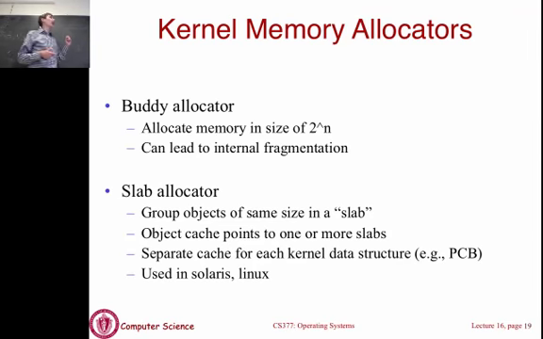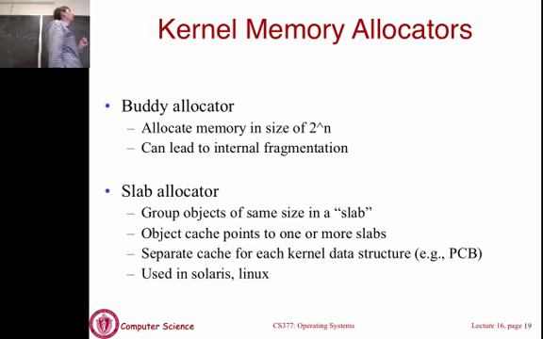Now, the types of memory allocators used by the kernel are also used by user programs or libraries. For example, in C, when you're writing a program and you call malloc, that's calling some memory allocator algorithm that's fairly similar to what the kernel uses. There's a lot more detail on this in the book that I'm not going to go into, but I just wanted to briefly mention the two main types of allocators that the kernel uses.